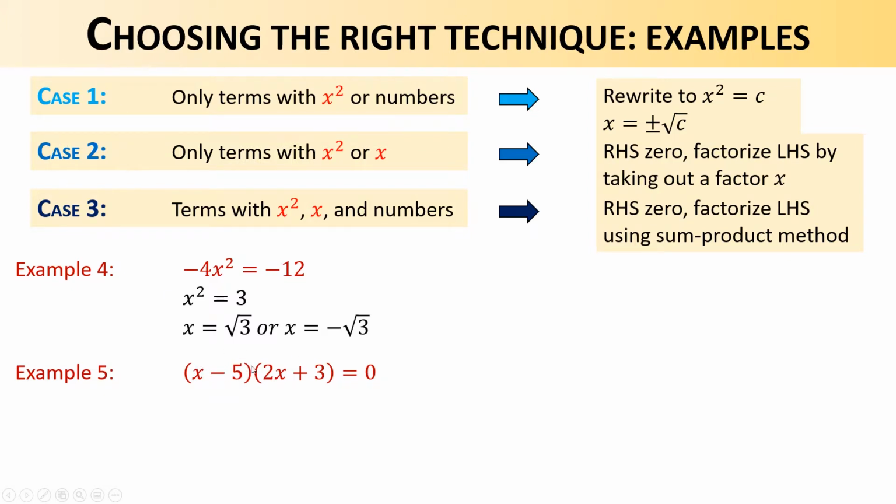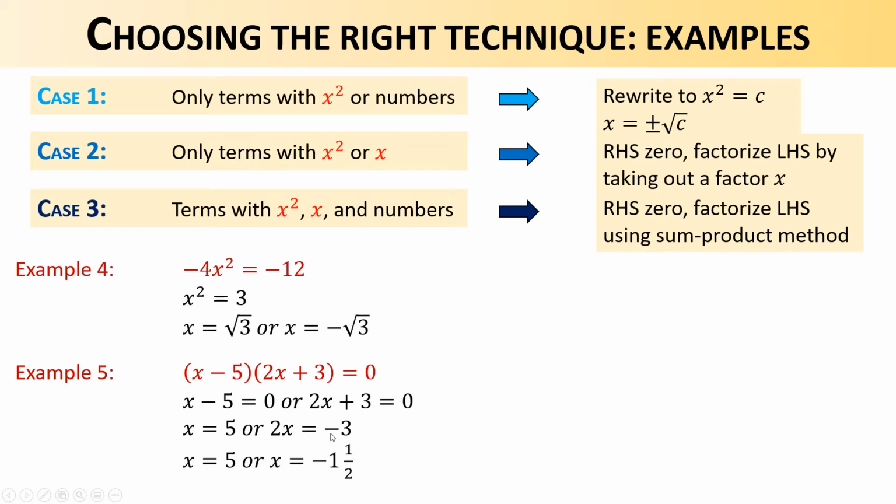We can, of course, simplify all of this by multiplying out the brackets, but let's not do this. Let's remember that we already have the form a times b equals 0 here. So that means we just immediately go to the step where we say, oh, that means x minus 5 is 0 or 2x plus 3 is 0. And it gives us two linear equations. This gives us x is 5, and this gives us 2x plus 3 is 0. So subtracting 3 on both sides, 2x is negative 3, and then dividing by 2, x is negative 1.5.